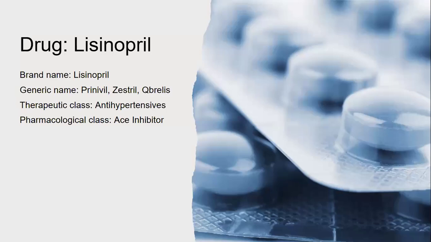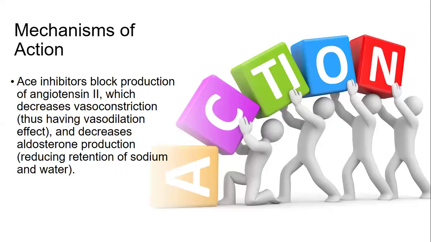So the brand name is Lisinopril. The generic names can be Prinivil, Zestril, and Qbrelis. Therapeutic class is an antihypertensive, and the pharmacological class can be an ACE inhibitor. The mechanism of action: ACE inhibitors block production of angiotensin II, which decreases vasoconstriction, thus having a vasodilation effect, and decreases aldosterone production, reducing retention of sodium and water.